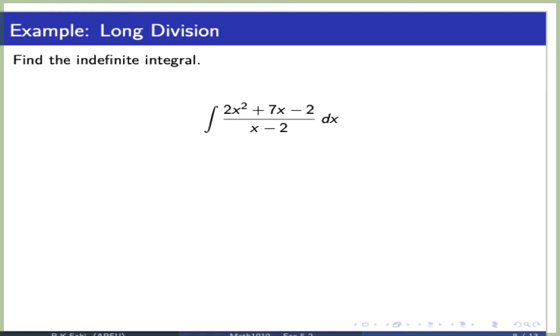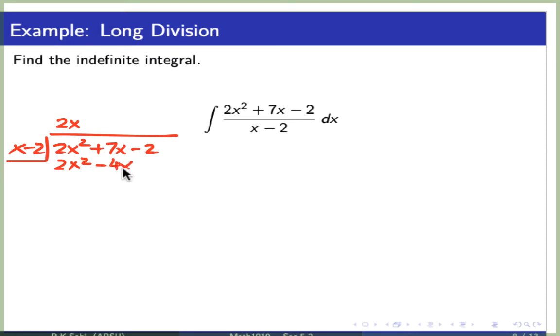The long division is here. We could literally divide this: x minus 2 into 2x squared plus 7x minus 2. How are we going to write this one? You go ahead and cancel the first term 2x squared. So you need a 2x, because that's missing an x. So you get 2x squared minus 4x. We change the signs, so minus with a positive cancels out. We have 11x minus 2.